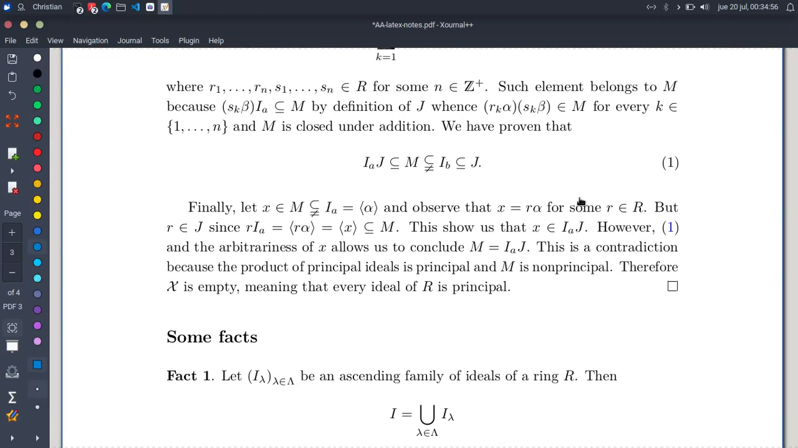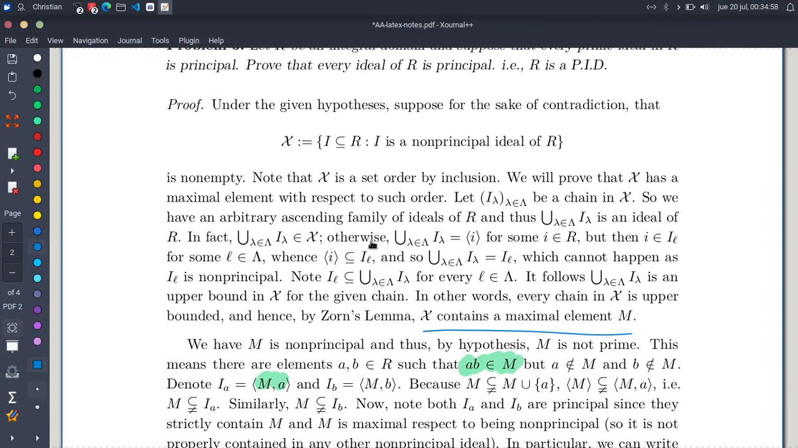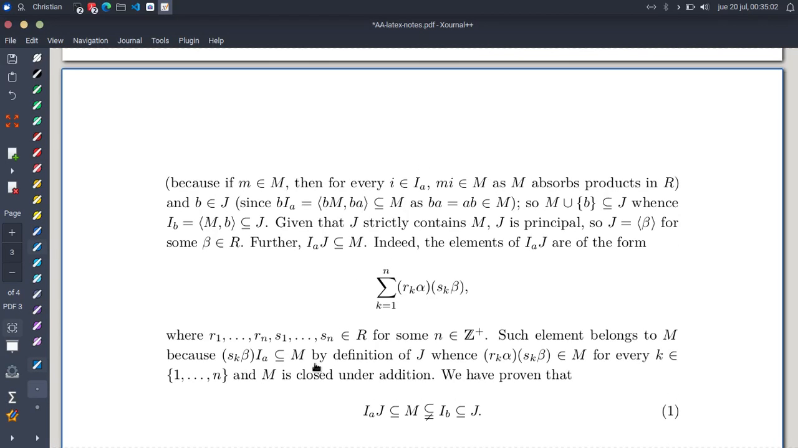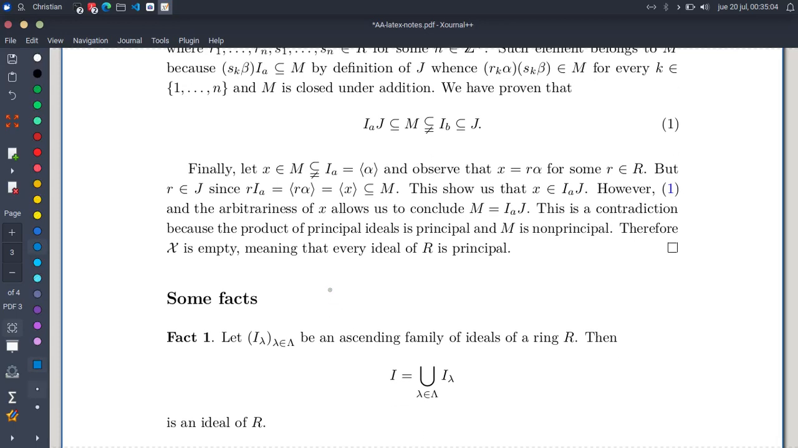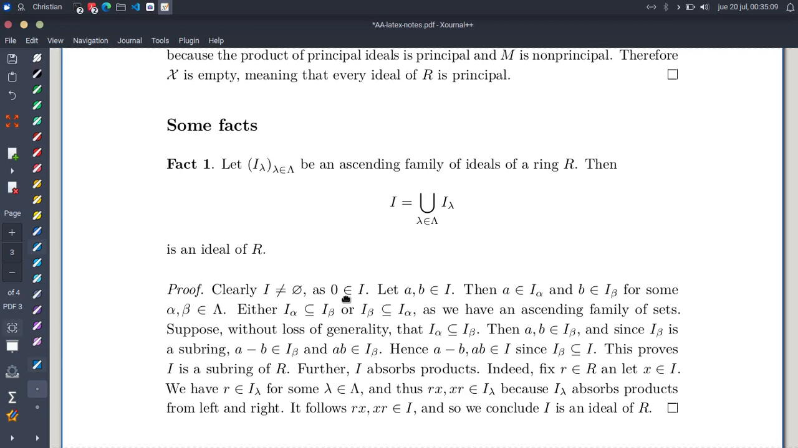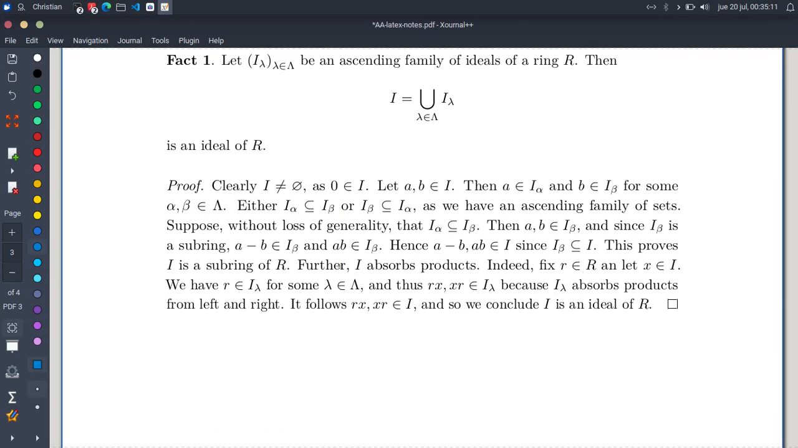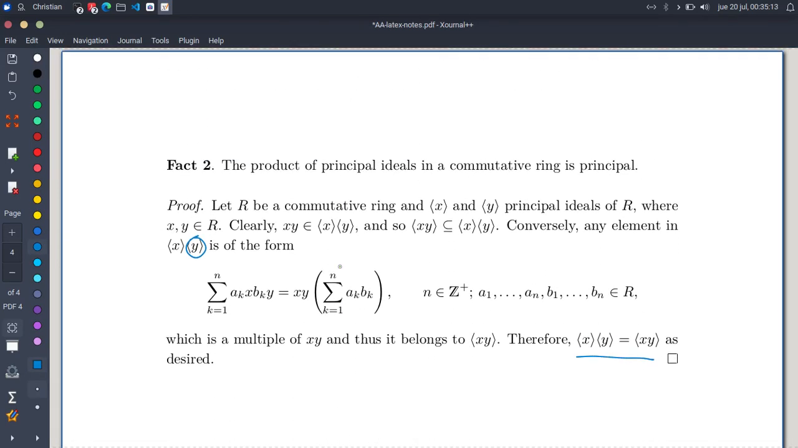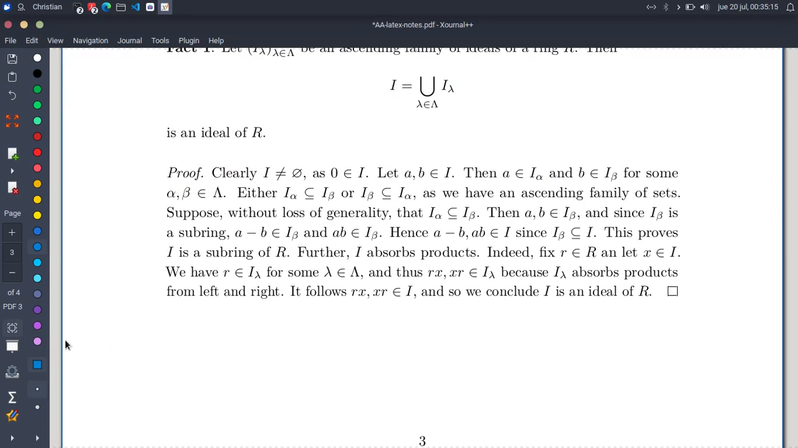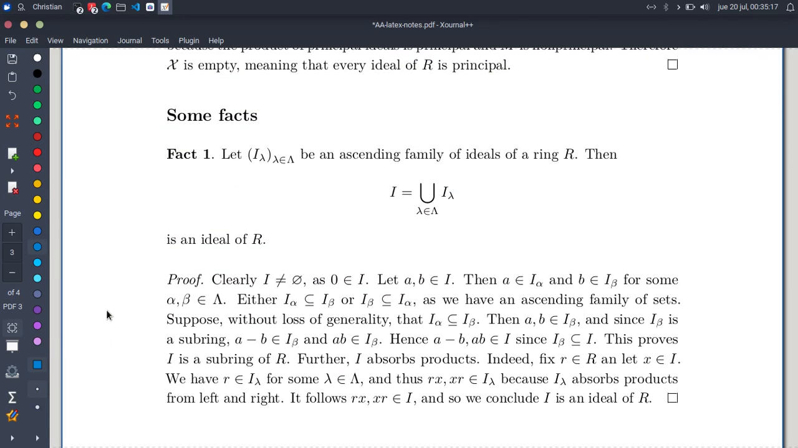This contradiction tells us that our main assumption was false, that is, X is indeed empty. In other words, every ideal of R is principal, and that completes the proof. Now, I've used two facts in the proof that we didn't prove in the class. So here it is, the first fact, and it is actually not difficult to see.